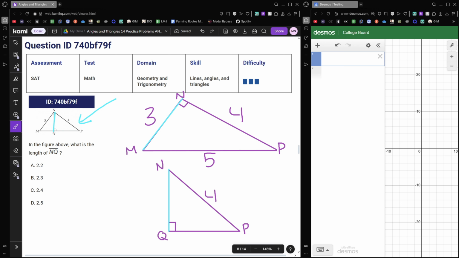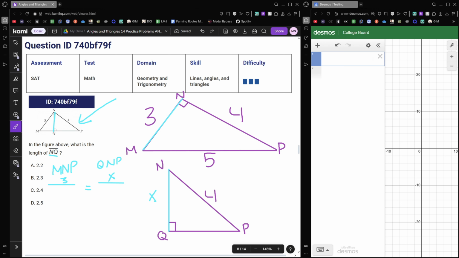This also happens to be the side that we're looking for, so let's call this x. And while we're at it, let's also set up a proportion. So on the left side will be the top triangle, triangle MNP, and then on the right side will be the bottom triangle, triangle QNP. On the numerator will be the shortest side, so in the top triangle that's 3, and then in the bottom triangle that's x.